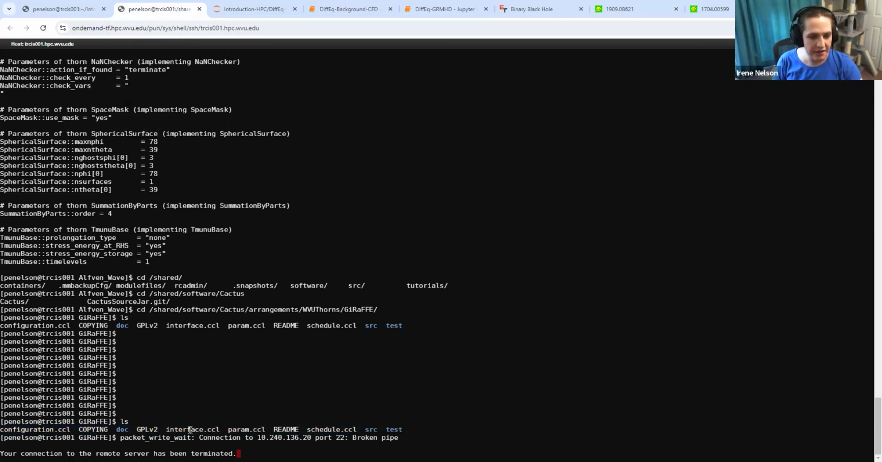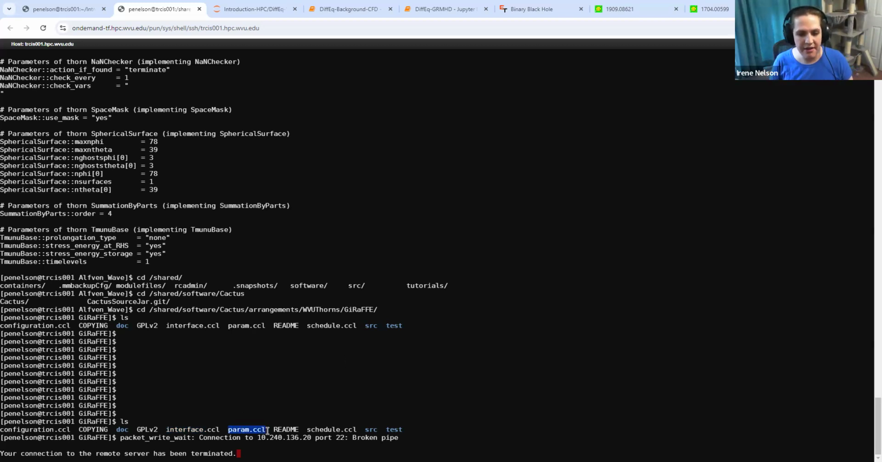Of interest, here's the source code. So this is all the actual nitty-gritty details about how it's doing what it's supposed to do. There's a scheduling file. This specifies when the code from this thorn should be run relative to the other thorns. And we have the interface file, and this tells us a lot about the data, the various variables that the thorn is using, and provides a common interface for all the thorns to interact with each other and share data.